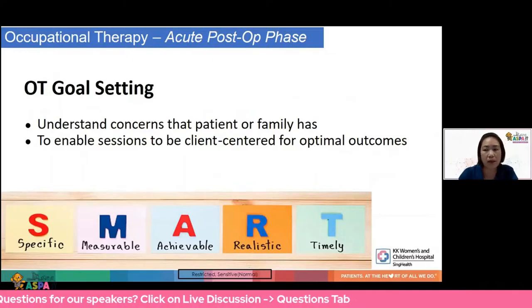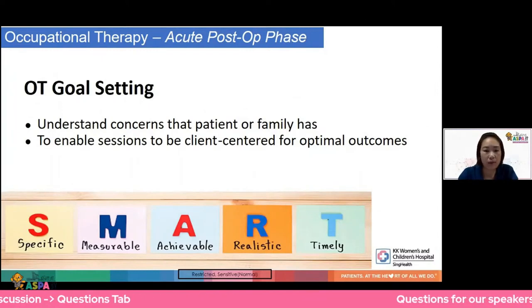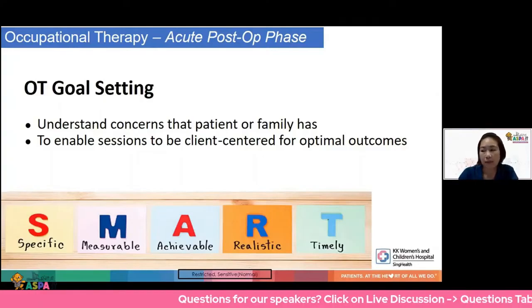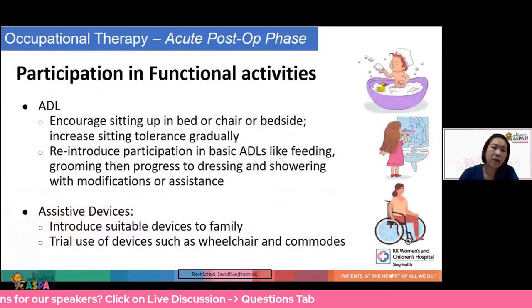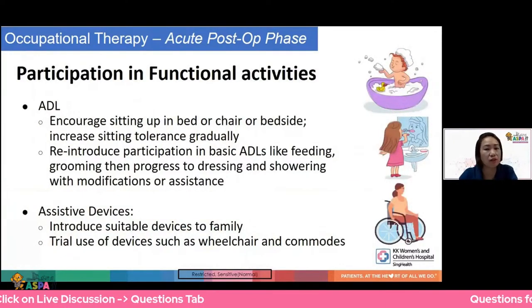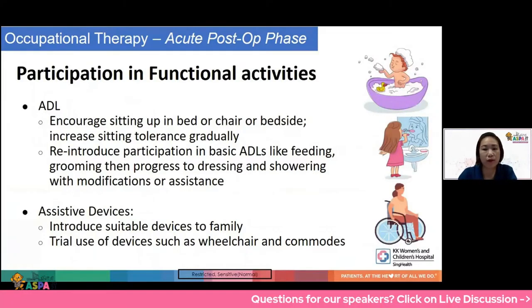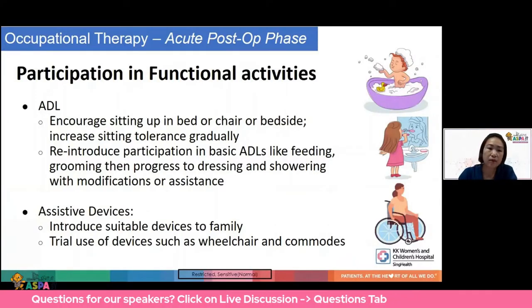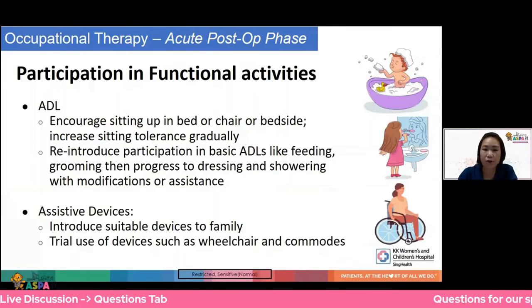And the goal setting process allows the therapist to understand the child and family concern a little bit more at this phase, and this will enable the therapist to facilitate the setting of more achievable goals in the recovery process. And in terms of the participation in functional activities, the occupational therapists will also encourage activity as early as possible, such as those activities of daily living like feeding, grooming, toileting, showering.